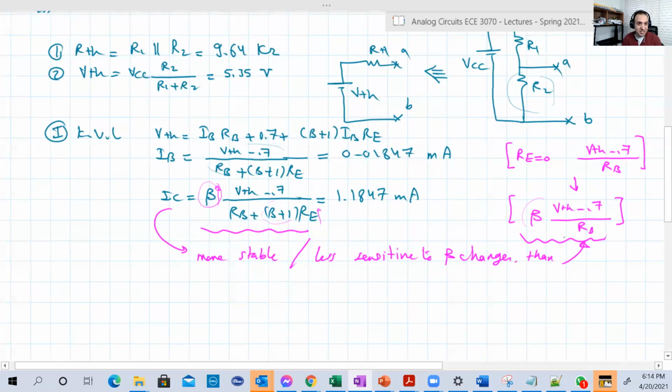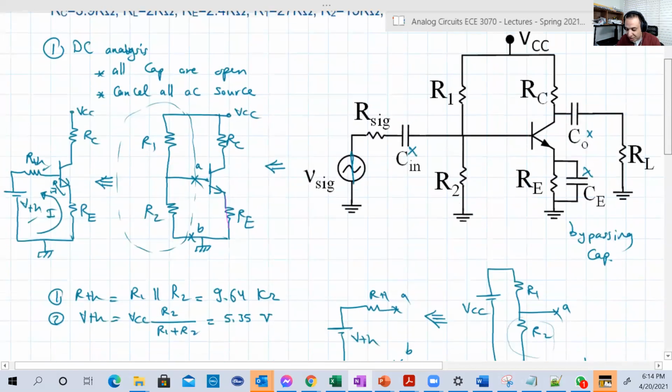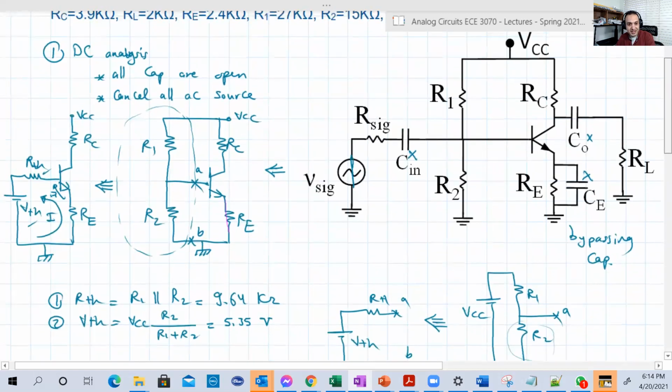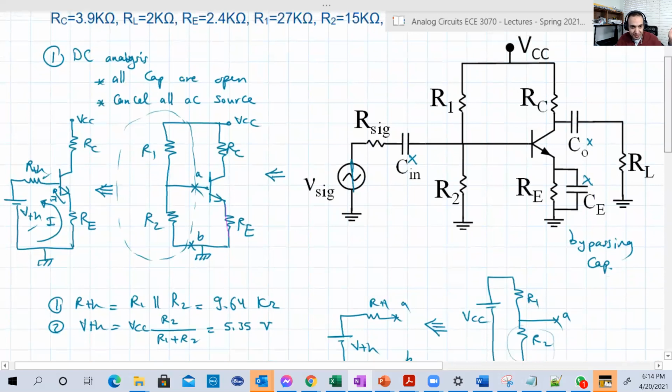But of course, in this example here, it will not be beneficial in AC, because in AC, CE will be a short circuit, so RE will go away. Because if you have two resistances, one is 0, short circuit, in parallel with another resistance, whatever the value of this resistance, the equivalent will be 0.